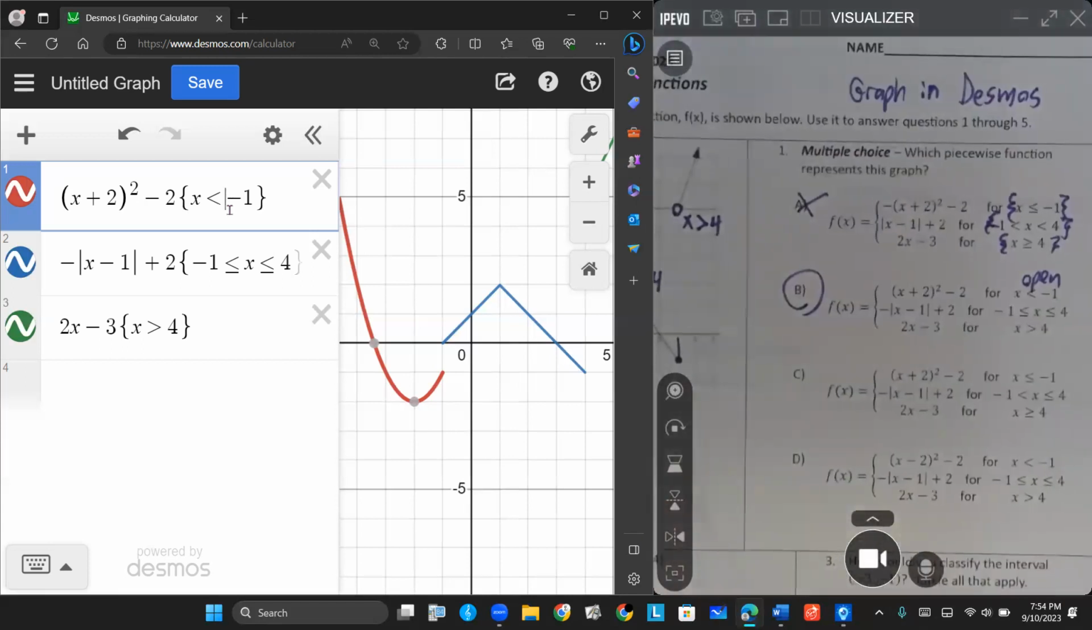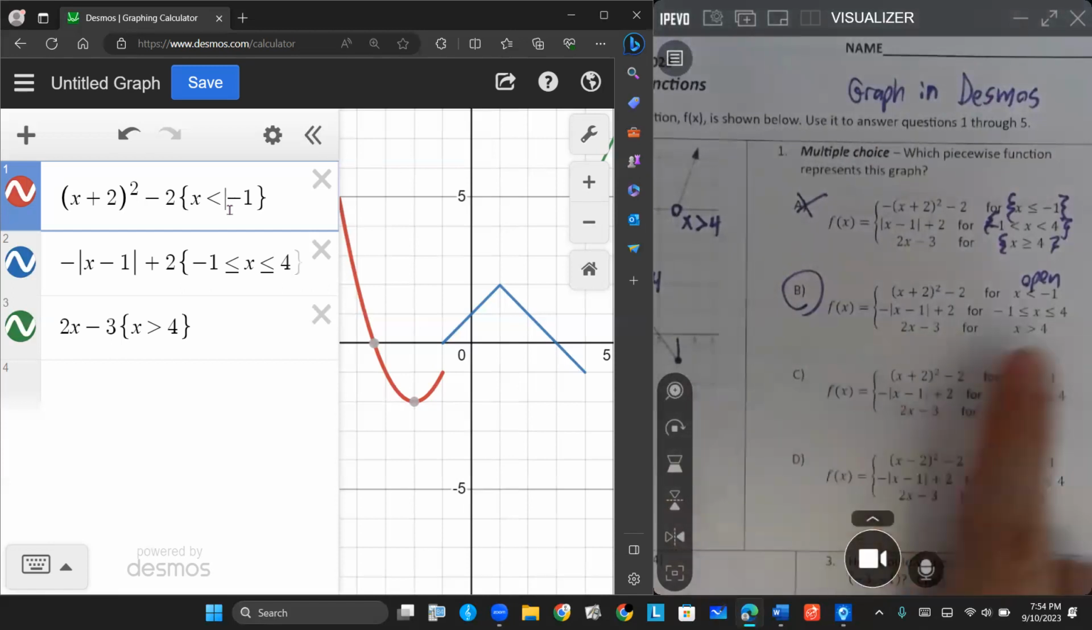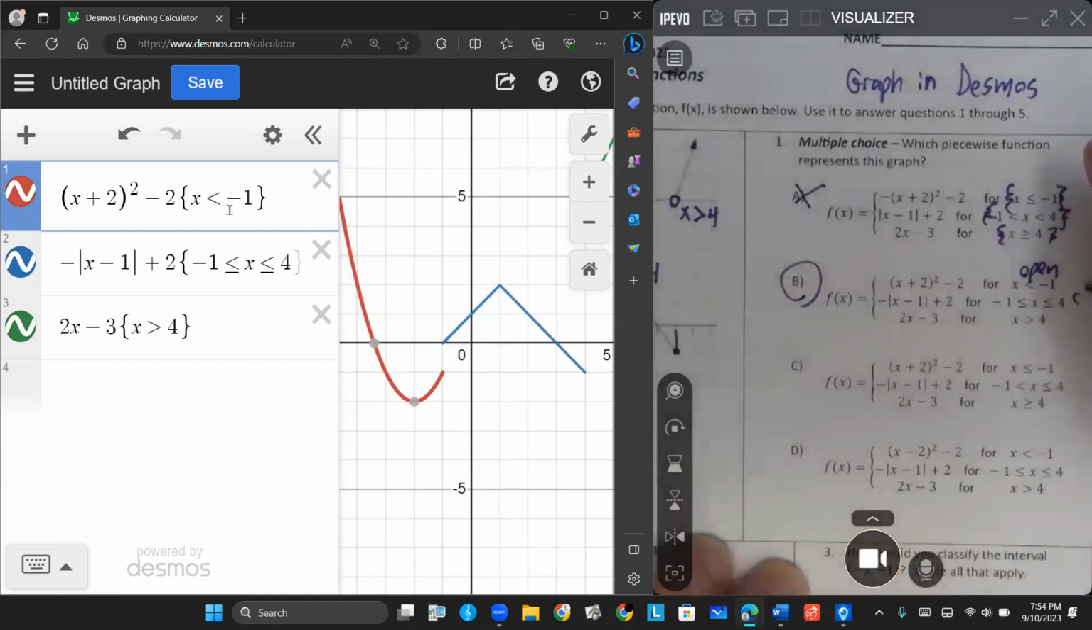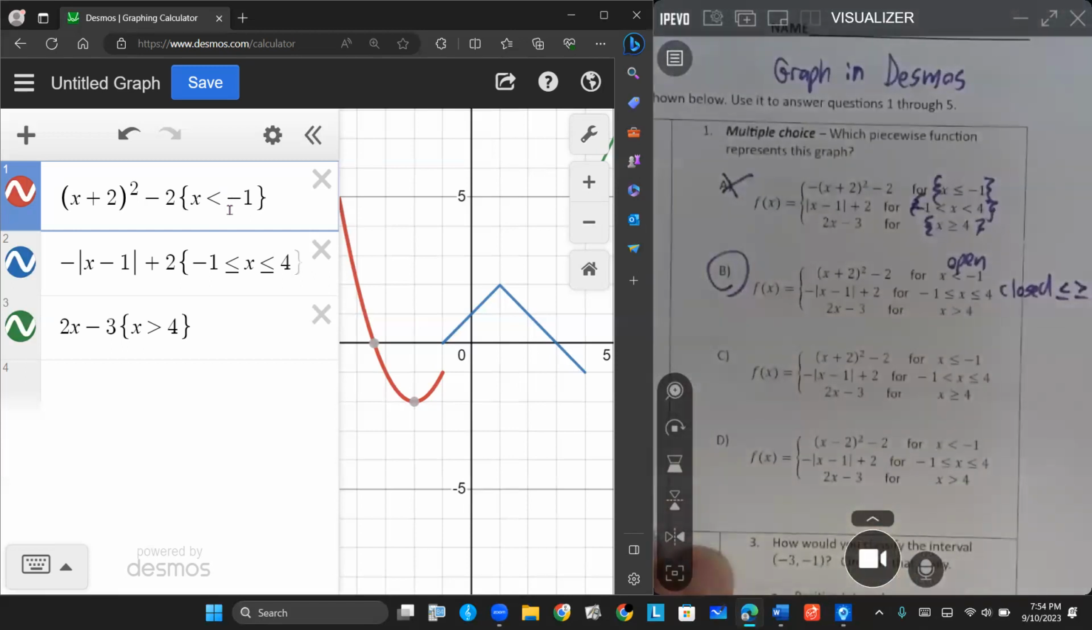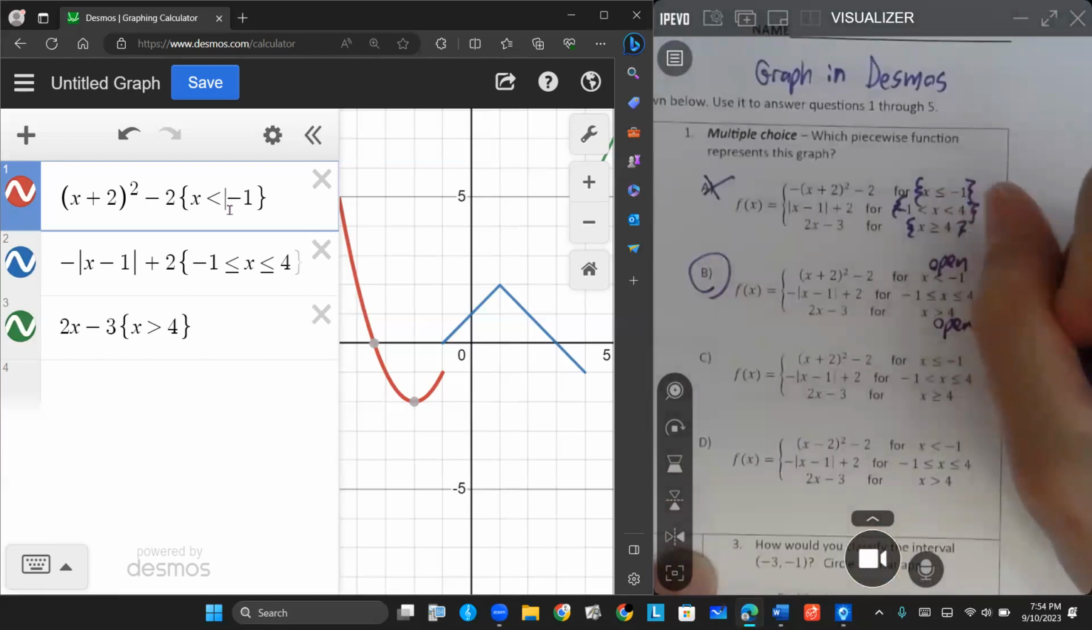So when you go through those, graph them, look for the open circles, and remember these are going to be closed because of the equal to sign. So closed there, and this is going to be open because of that greater than.